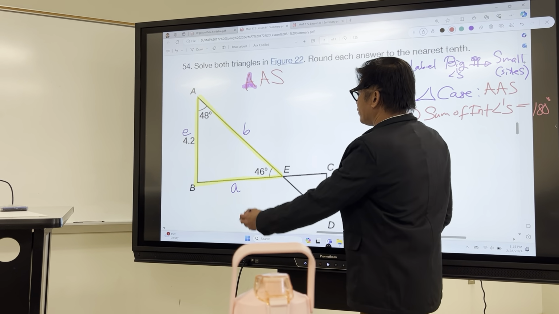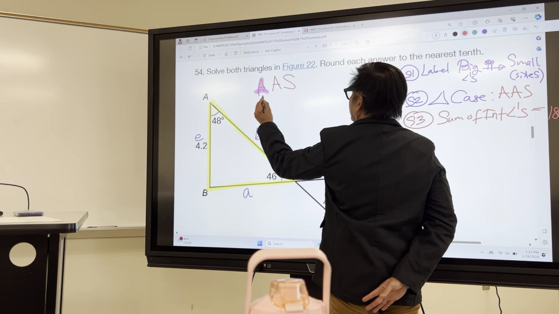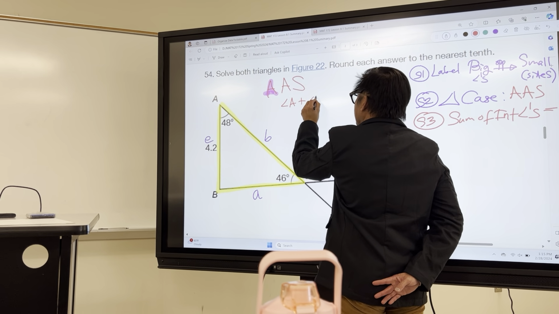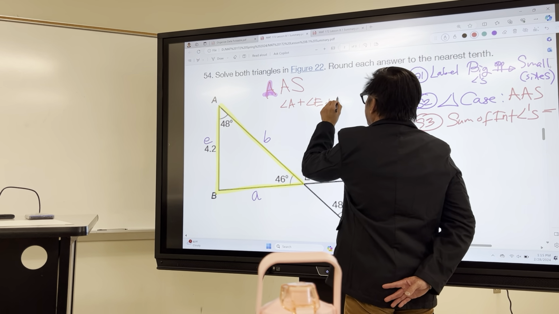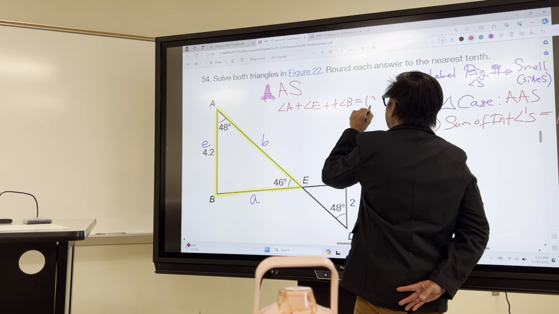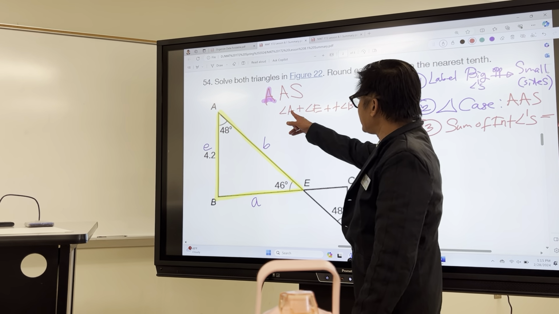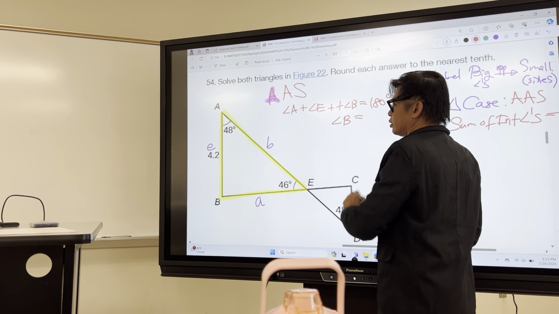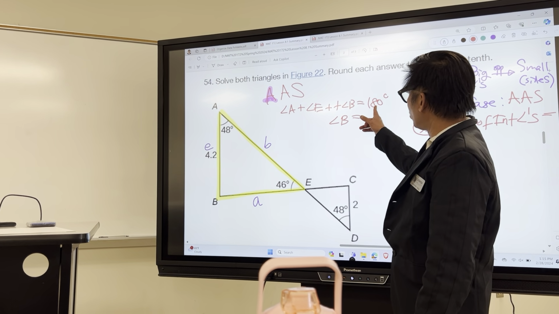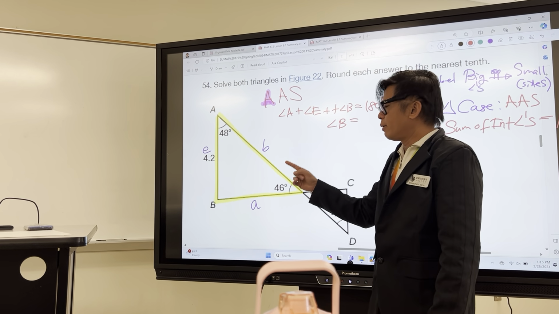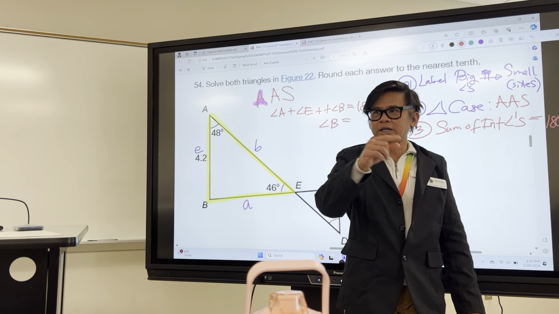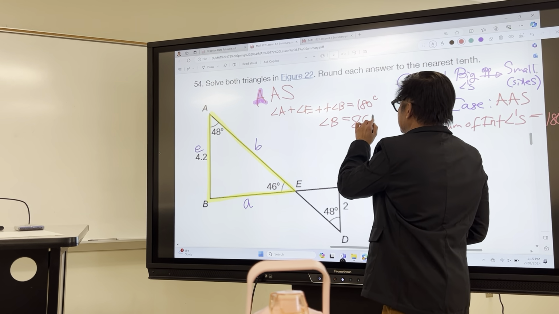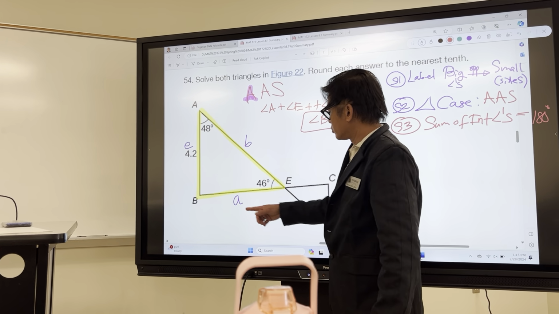So with that, what do we have now? Step number 3: angle A plus angle E plus angle B is equal to 180 degrees. Angle A is given, angle E is given, therefore what do you think is angle B? Do it on your calculators: 180 minus 48 minus 46. What did you get? 86. Did you get 86, guys? Verify. We got 86 degrees. So where is that?